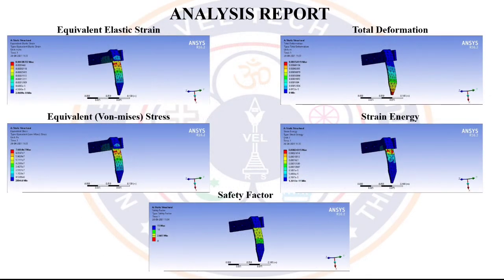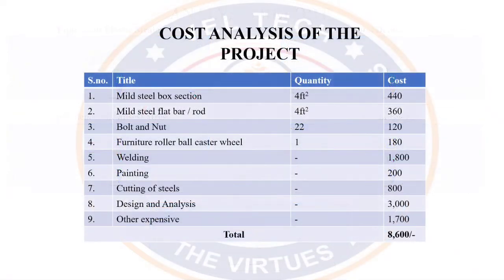Analysis report. Some analysis reports are shown in the image. 1. Equivalent elastic strain. 2. Total deformation. 3. Equivalent von Mises stress. 4. Strain energy. 5. Safety factor. Cost analysis of the project. Cost analysis of the project is given in a tabular column.